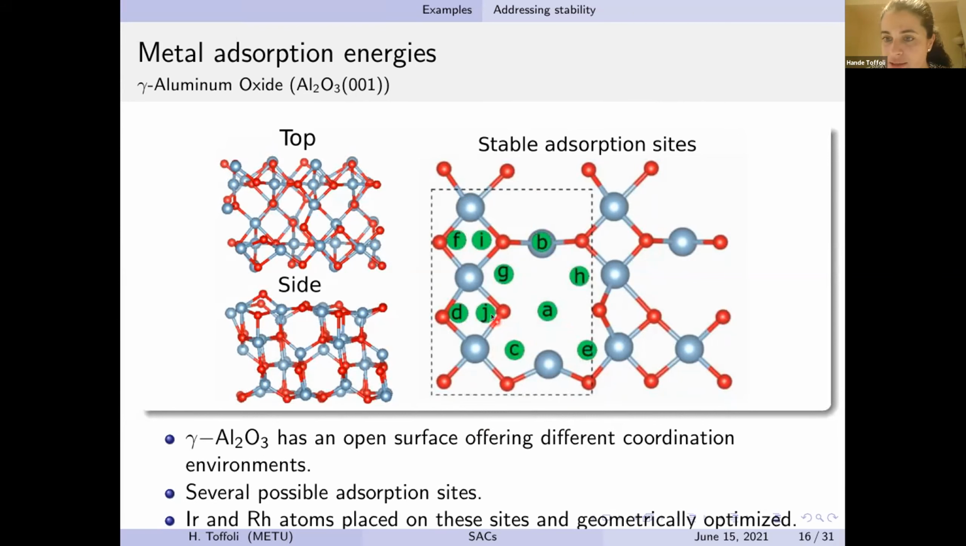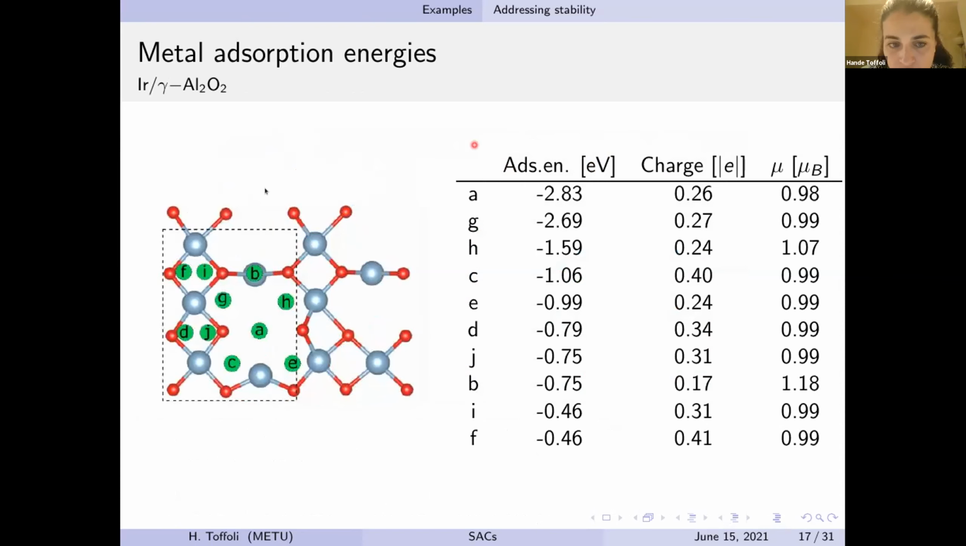So just to provide a metric, adsorption energies that are higher than about half an eV are considered quite good. Adsorptions higher than 1 eV are considered really good, really stable. So upon geometry optimization, we got these energies. Here in this table, you are seeing the adsorption energies of iridium and the charge that accumulates on iridium. Also, as a side note, the magnetic character of the iridium atom, designated by its magnetic moment.